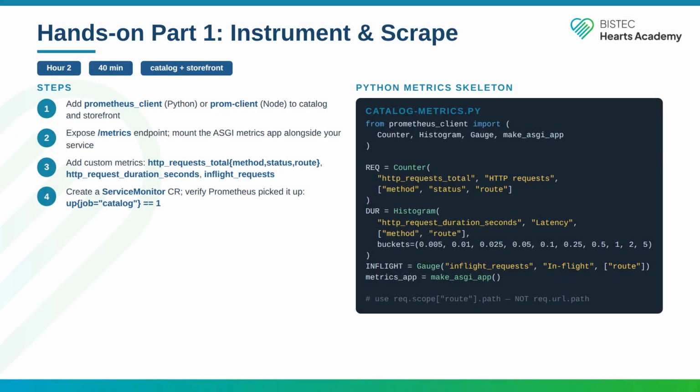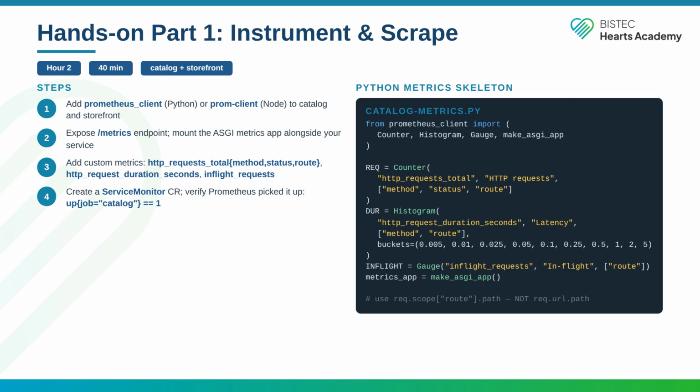The first hands-on section adds Prometheus metrics to the catalog service. There are 4 steps. First, add the Prometheus client library to the catalog service, or prom-client if you are using Node.js. Second, add a metrics middleware that tracks http_requests_total with method, status, and route labels, http_request_duration_seconds as a histogram, and in-flight requests as a gauge.